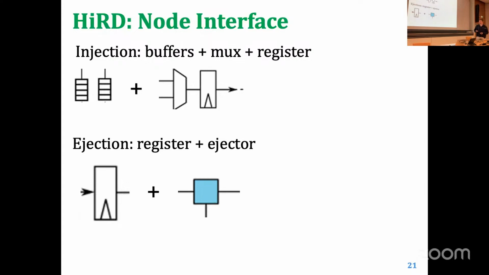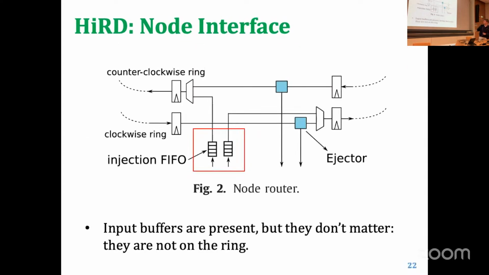So here there is a mechanism where we have injection and ejection. For the injection, we still have buffers, but then to control the flow of the flits inside the network, we will have a structure with a multiplexer and the register. For the ejection, we'll have a register and a special tool called ejector. Now, let's see how it plays out.